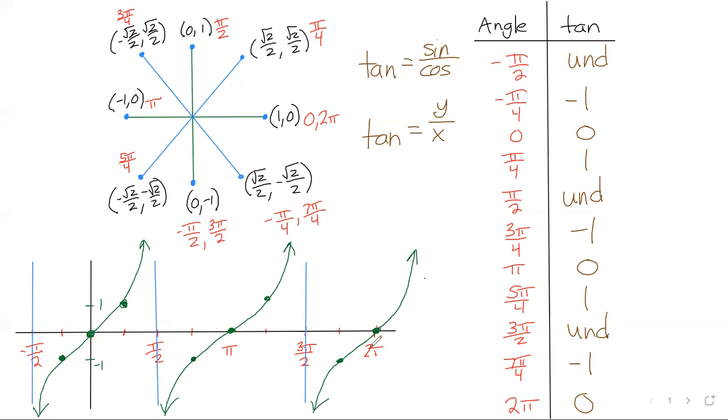The graph of tangent is different from sine and cosine graphs in a couple of ways. First is that it's in pieces. It's not like one continuous curve. It comes in pieces with asymptotes in between them.